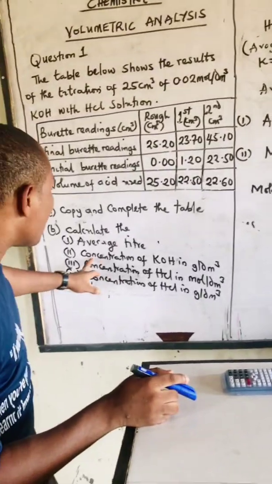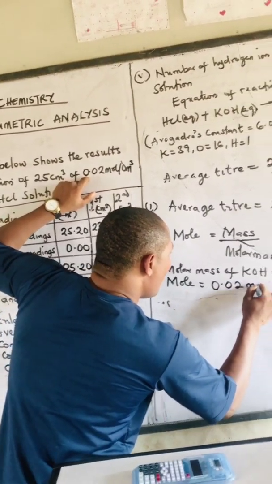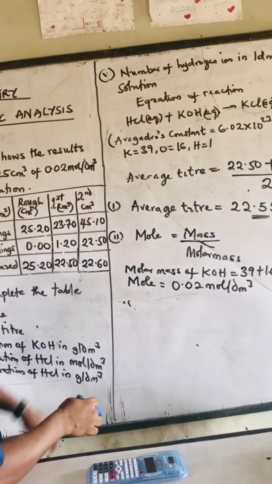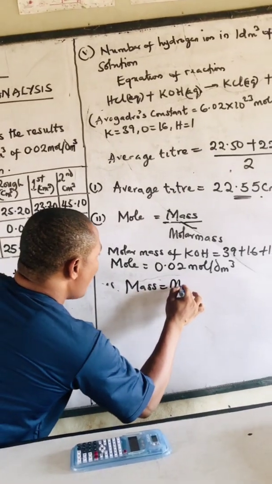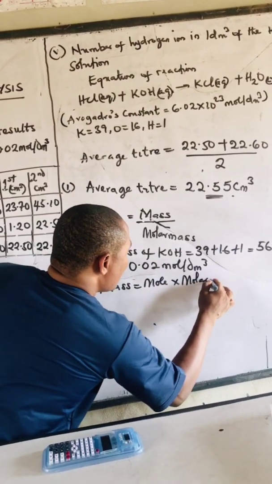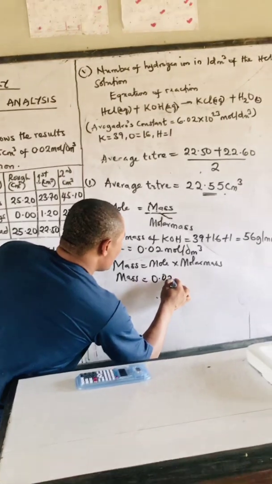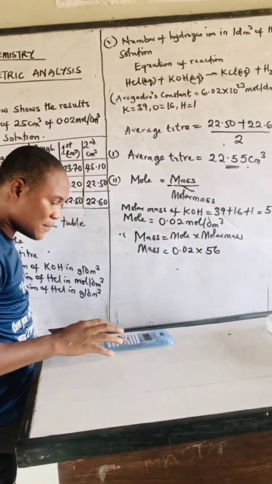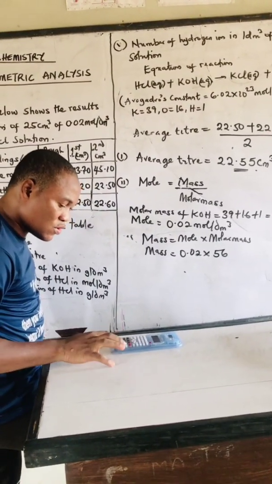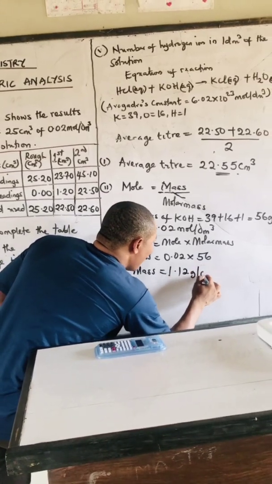Don't forget that we are looking for the concentration of KOH in gram per dm cube. They are giving us the mole already to be 0.02 mole per dm cube. Can you see that? So if I'm looking for my mass now, I have to make mass the subject of the formula. So my mass equals my mole times molar mass. What is our mole? 0.02 times, what is our molar mass? 56. So we have 56 times 0.02, and we have 1.12 gram per dm cube.